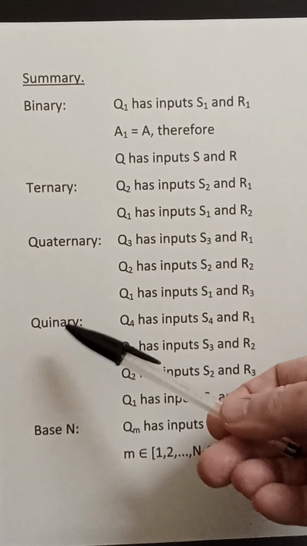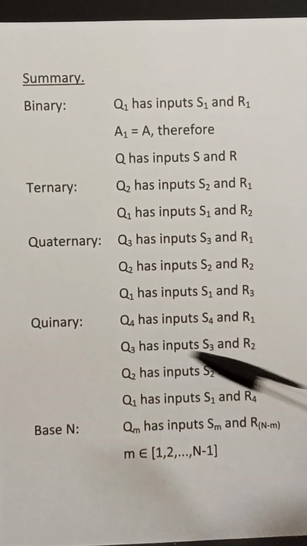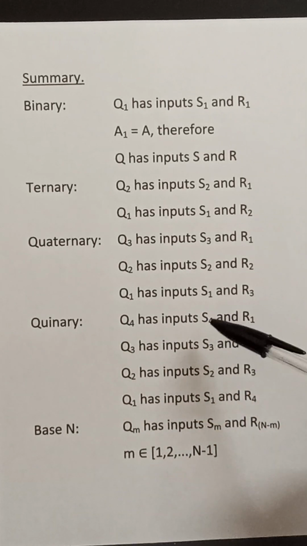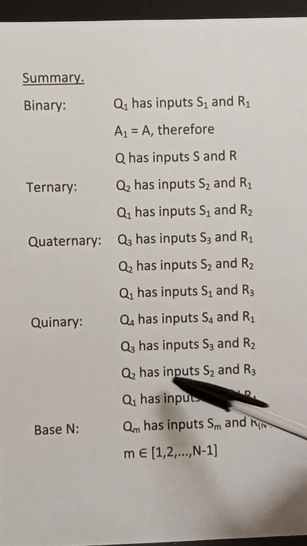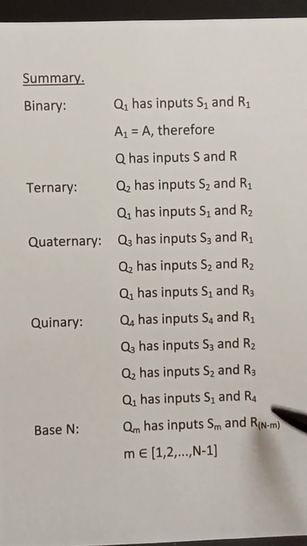And for quaternary, Q4 has inputs S4 and R1. I say quaternary, it's quinary. Q4 has inputs S4 and R1. Q3 has inputs S3 and R2. Q2 has inputs S2 and R3. Q1 has inputs S1 and R4.